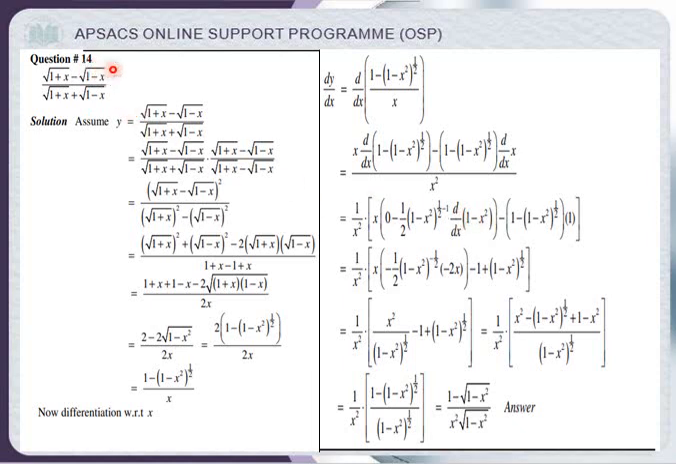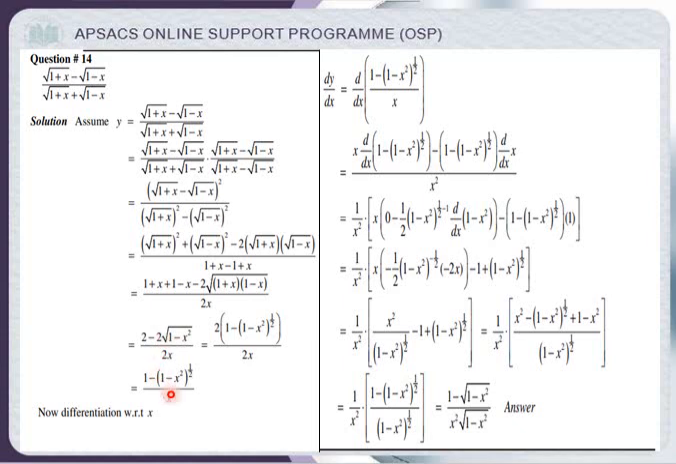Now question number 14. The function is under root 1 plus x minus under root 1 minus x. First we rationalize, or simplify, this function. When we simplify this function from matric, you understand how you can do it. This is the simplest function from this. Okay, from matric you understand, and if you have any query or problem in any step, you can ask.